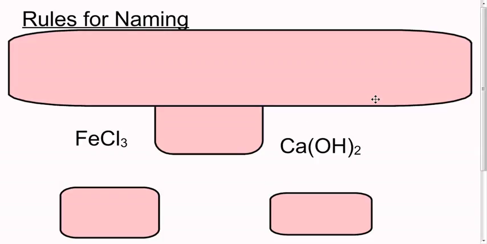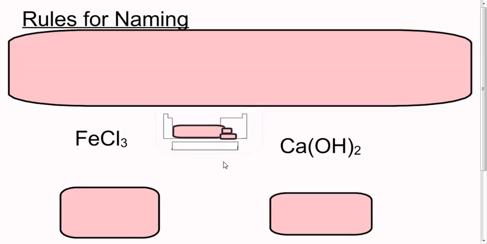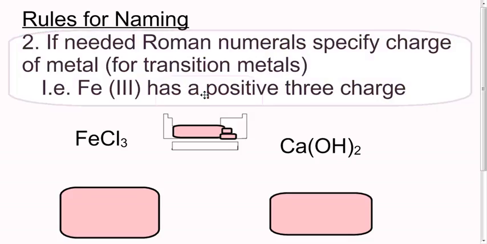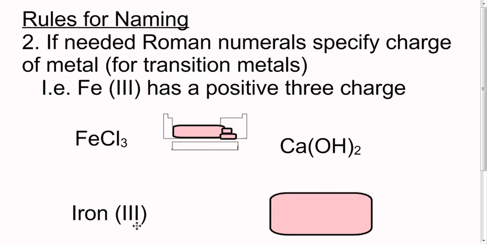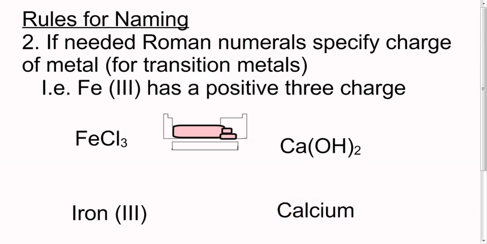Now, the second rule is for transition metals, the ones right here in the middle of a periodic table. And the rule is that you need to use Roman numerals to specify their charge. Now, in this scenario, iron has a positive 3 charge, because chlorine always has -1, and there's 3 of them. So the name would be iron 3, and you'd put the 3 in parentheses. Calcium is not a transition metal, so you don't need parentheses, so that just stays calcium.